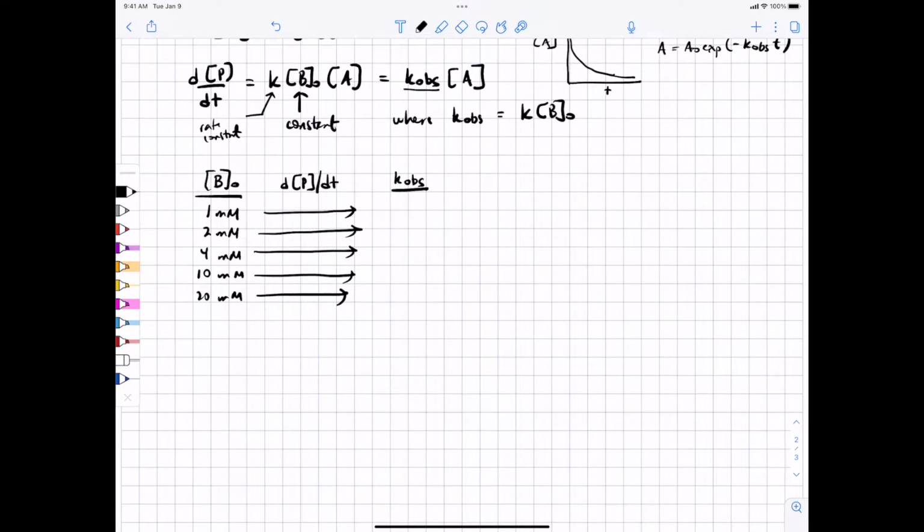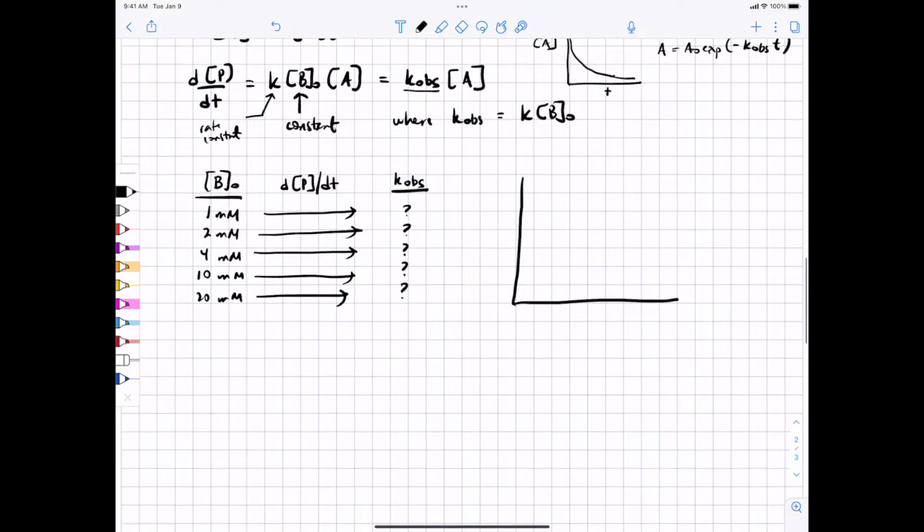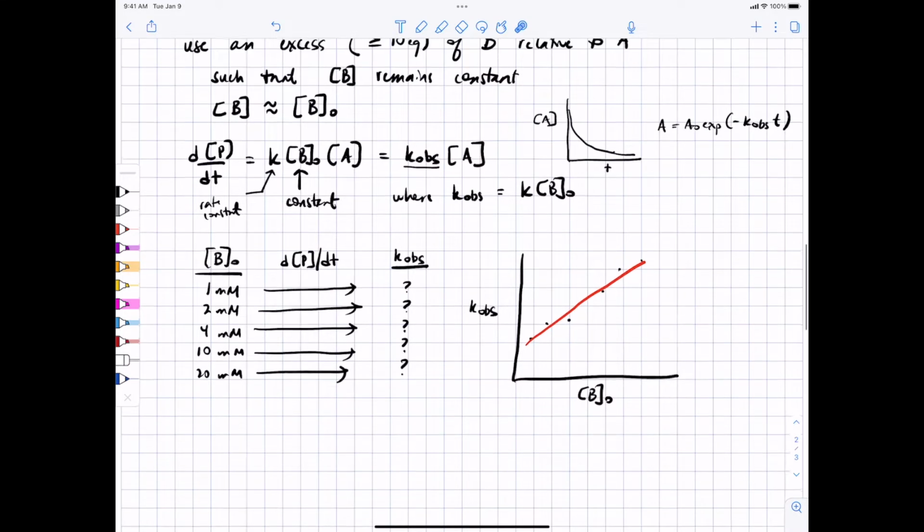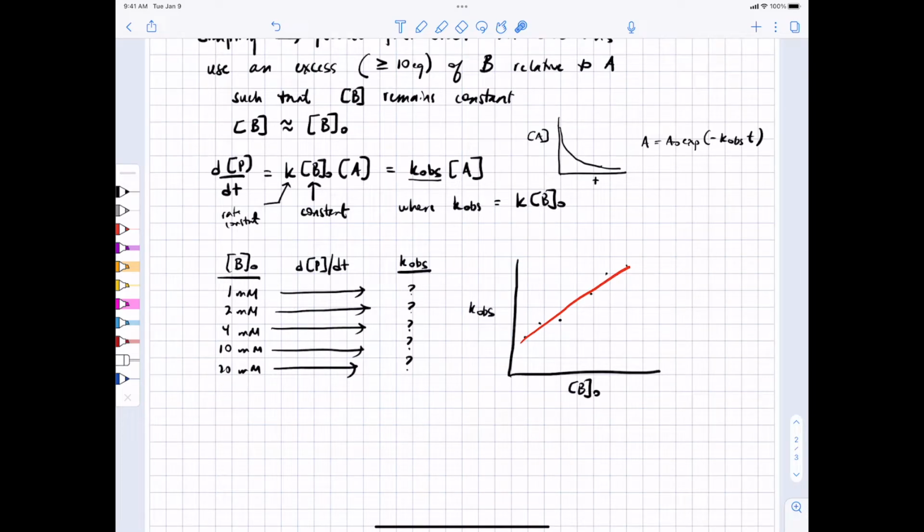And we won't say what these are, but if I run this experiment under multiple concentrations of B, and then I plot my observed rate constants, I should get a more or less linear relationship, provided that the reaction is first order in B. And we showed that should be the case here by telling us that the observed rate constant k obs is the product of the rate constant and the concentration of B.